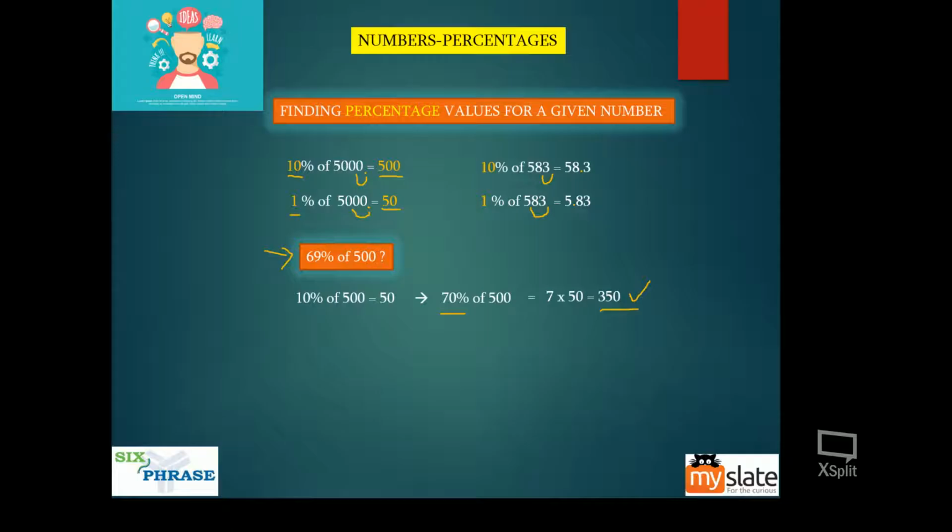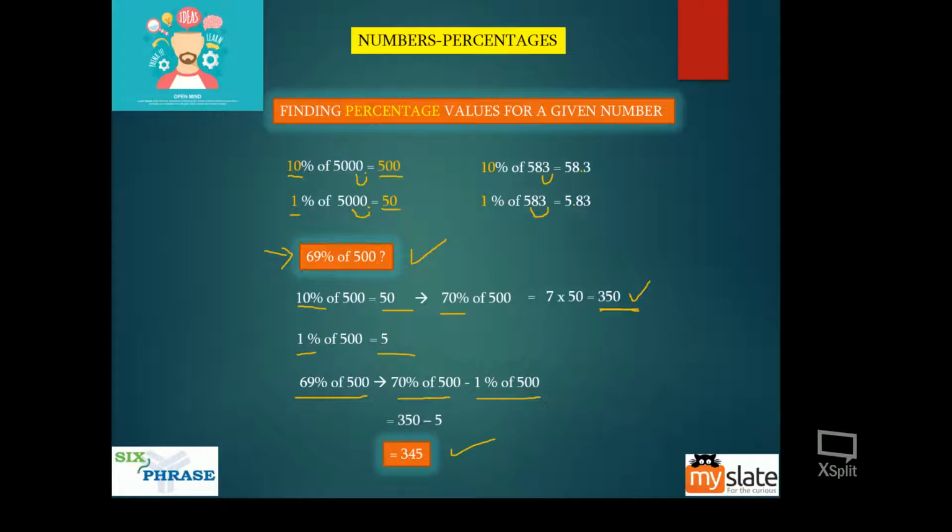Guys, you know 10 percentage is 50. You also know 1 percentage is 5. 69 percentage is nothing but 70 percentage minus 1 percentage. So you know 70 percentage is 350 and 1 percentage is 5. So 350 minus 5 is 345, and within 5 seconds, and if you have practice, I would say within 2-3 seconds, you'll know 69 percentage of 500 is nothing but 345. See, you are getting answers very easily. So this is how you should take this forward.